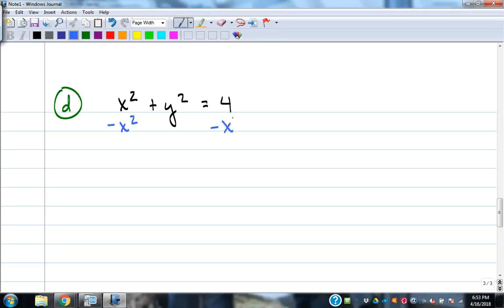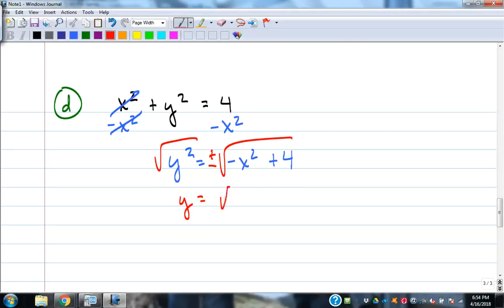Subtract x squared, good. And that's y squared is equal to -x squared plus 4. Is y by itself? No, it's y squared. How do I get rid of the squared? Take the square root. And if I take the square root, I've got to put what in front of it? Plus or minus. Okay? So here, that's going to give me y is equal to the positive square root of -x squared plus 4. And y is equal to the negative square root of -x squared plus 4.